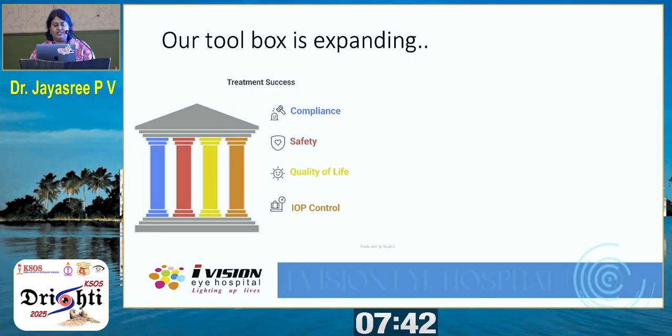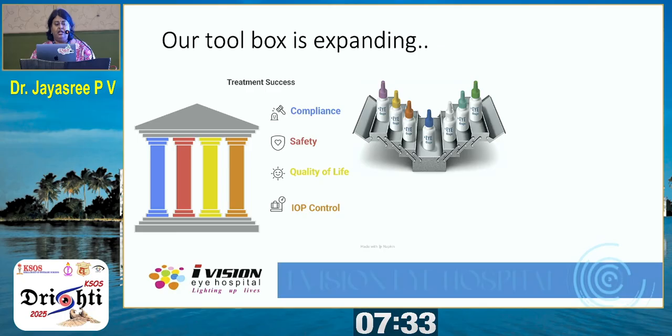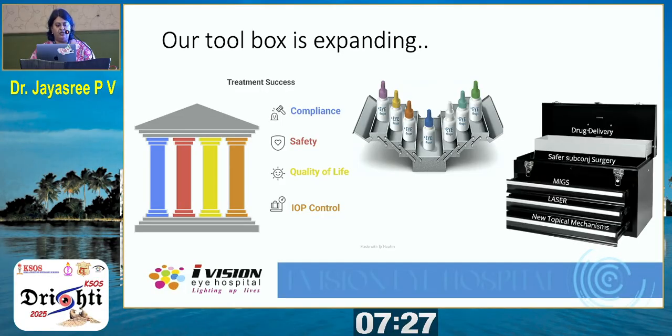For treatment success, we need all these four pillars: the compliance of the patient, safety of the treatment, quality of life should not be compromised, and there should be glaucoma control. Our toolbox is expanding, not with respect to glaucoma medications alone. More and more methods of treatment are also evolving.